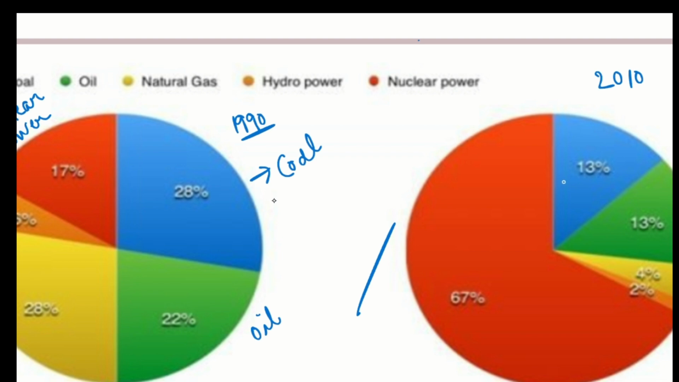It is the same in the 2010 data. The red percentage shows nuclear power, blue shows coal, 13% shows oil, yellow shows natural gas, and 2% shows hydropower.